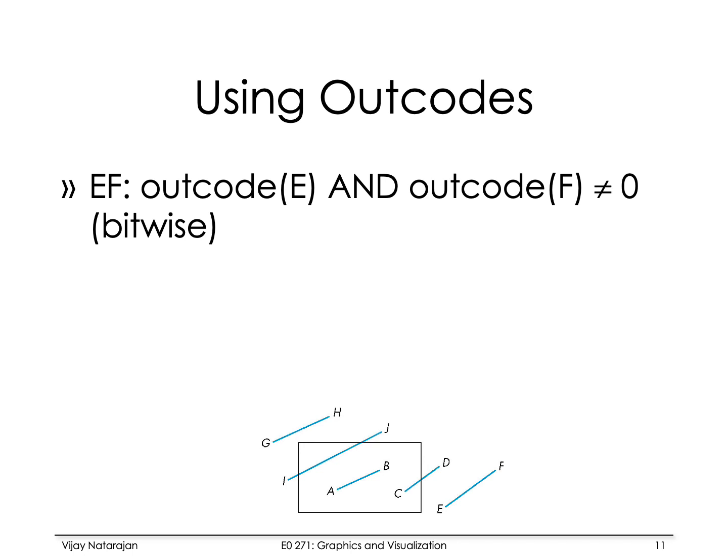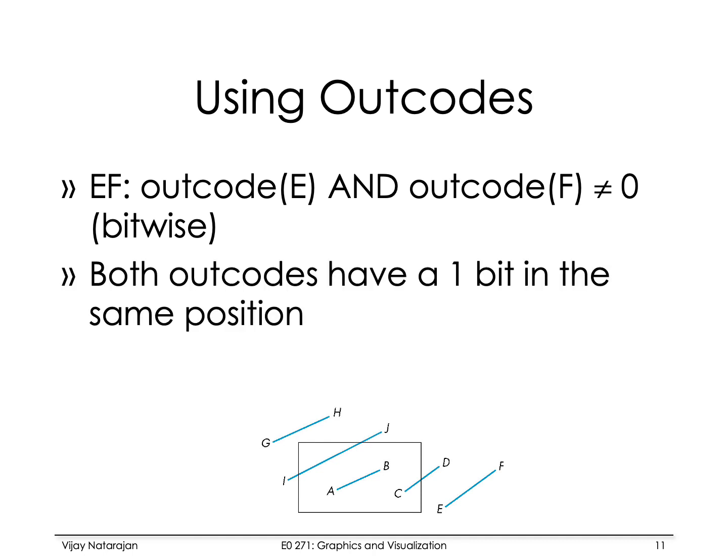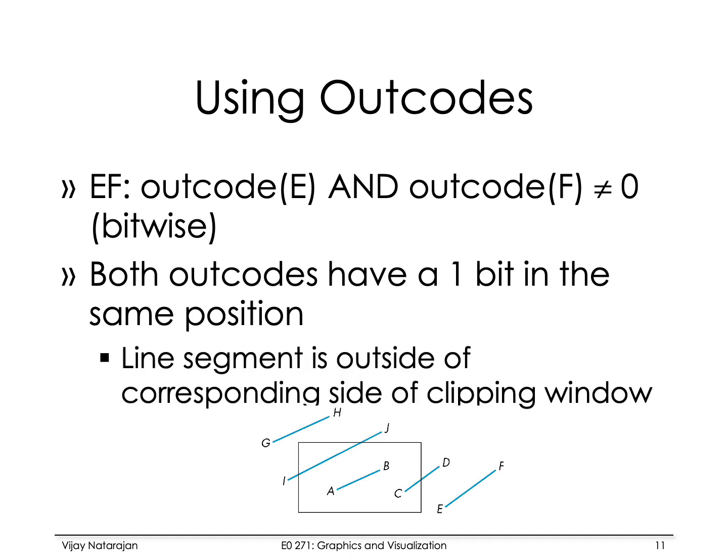Another case is something like EF. Here we use a simple bitwise AND to decide if we would like to reject this line segment, because it naturally lies outside the clipping window. So we reject.